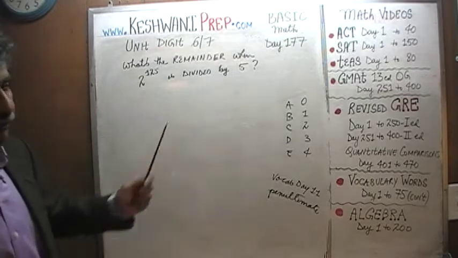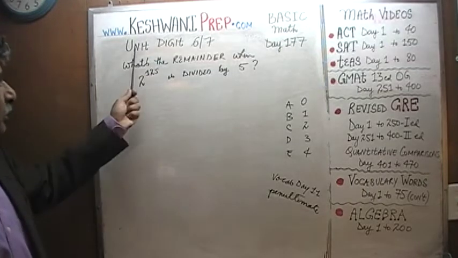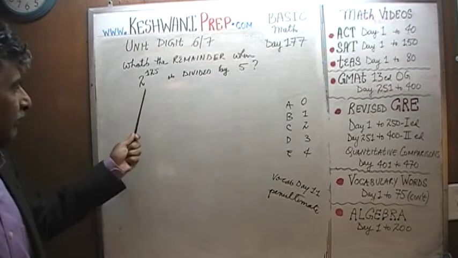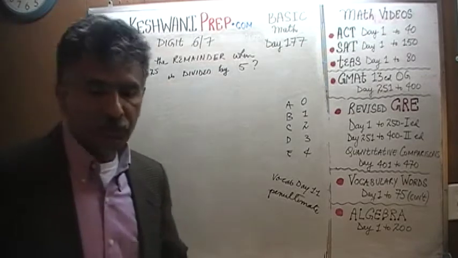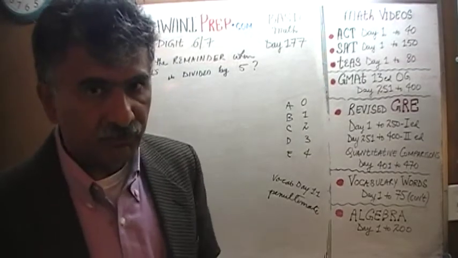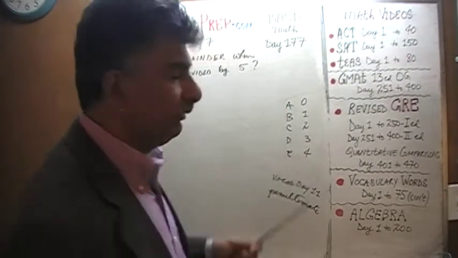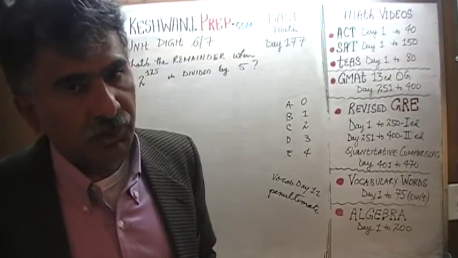Now the question on the surface doesn't look like it has anything to do with unit digit, but it does. It has to do with being able to recognize what the unit digit is going to be, because what the remainder is going to be of this quantity when you divide it by 5 has everything to do with what the unit digit of this quantity is.